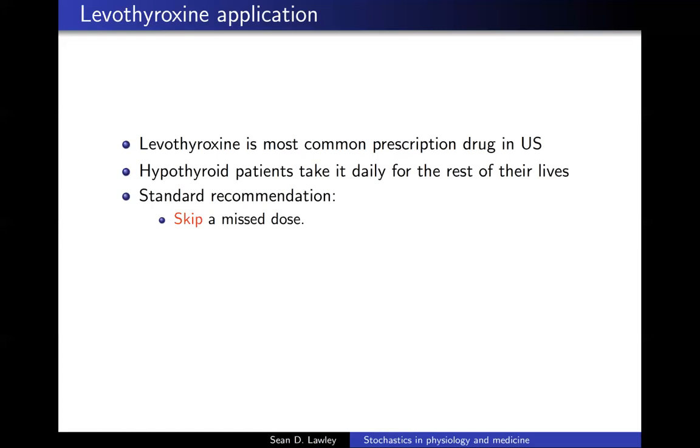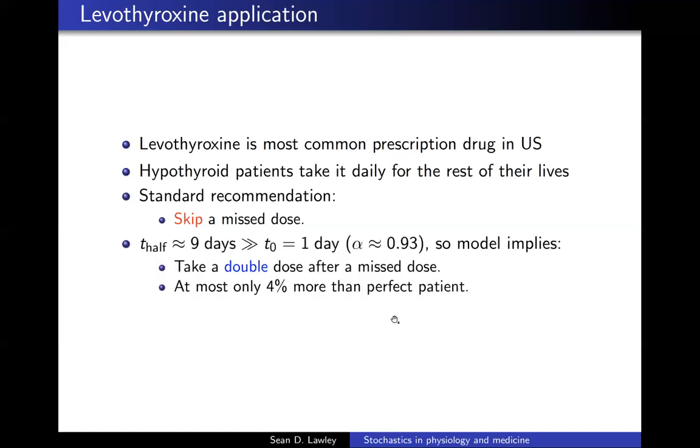If you Google levothyroxine missed dose, you'll see lots of results. The vast majority give the standard recommendation, which is to skip the missed dose, or in our language, to follow the single dose protocol. If you miss a dose, just skip it. But the half-life for levothyroxine is very long compared to the dosing interval. Half-life is about 9 days, much longer than the dosing interval of 1 day. You work out alpha, it's about 0.93.